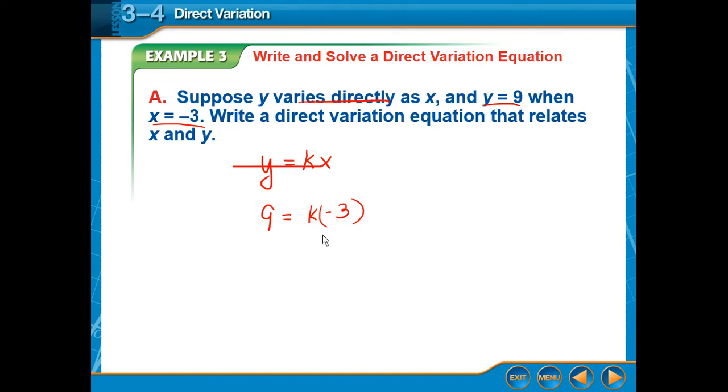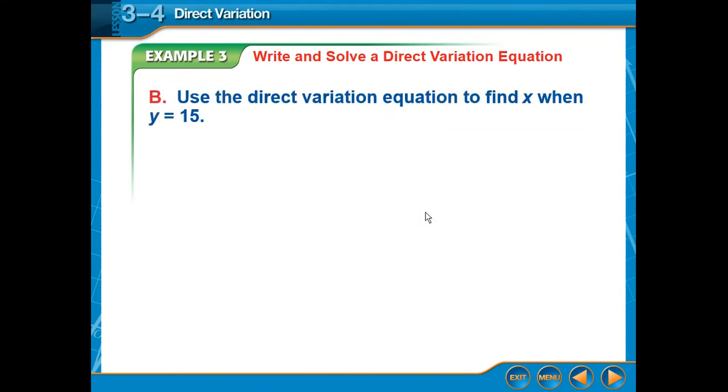So if I want to know what k is, I want to get rid of this -3. It's being multiplied, so I do the opposite and divide. So now I have 9 divided by -3 is -3, and that's k. So once I find k, I can say for any value, y equals -3 times x, and that is my direct variation equation.